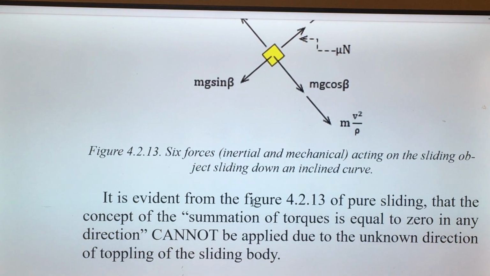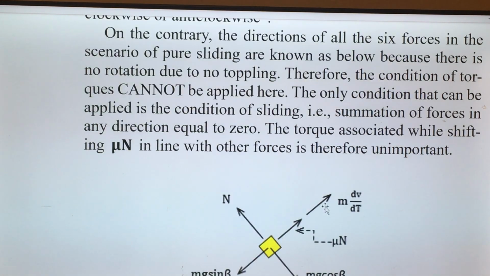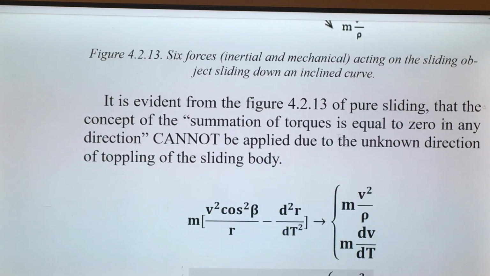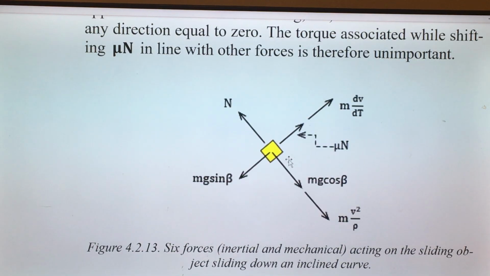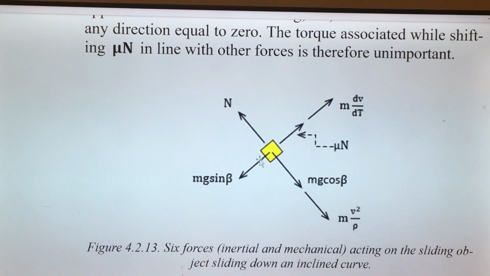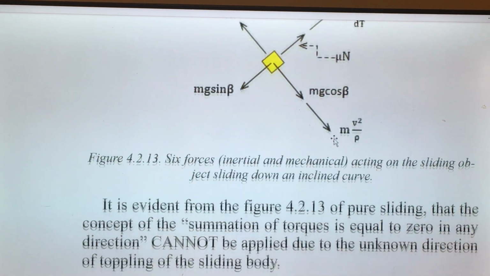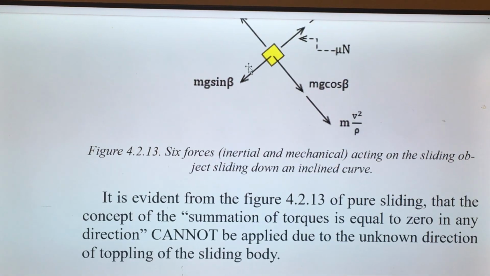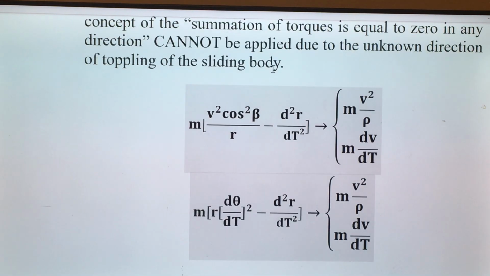6 forces act. It is evident from figure 4.2.13 of pure sliding that the concept of the summation of torques equal to 0 in any direction cannot be applied due to the unknown direction of toppling of the sliding body. We don't know which point is the point of topple over, so we cannot apply torques. Even if we apply the torque here, it doesn't make any sense because there is no toppling in the case of sliding happening. So useless.